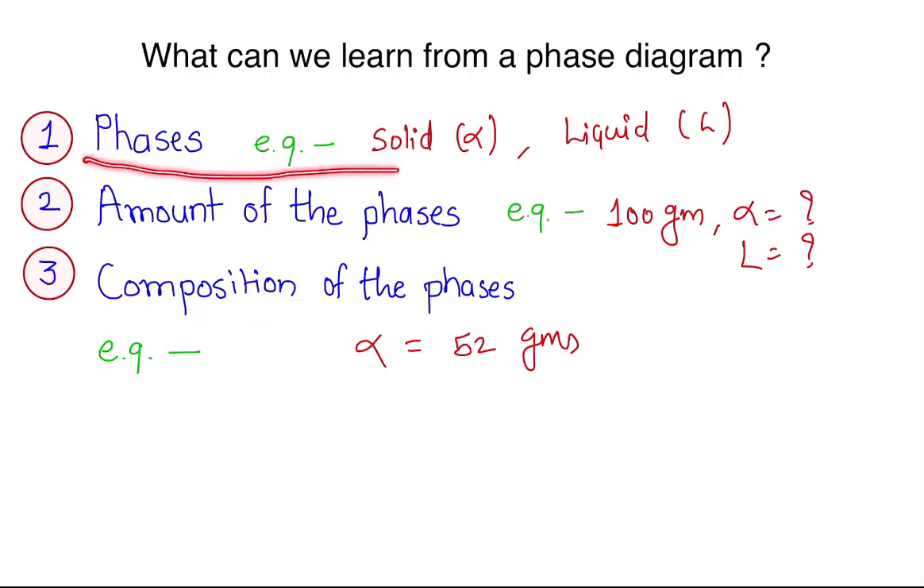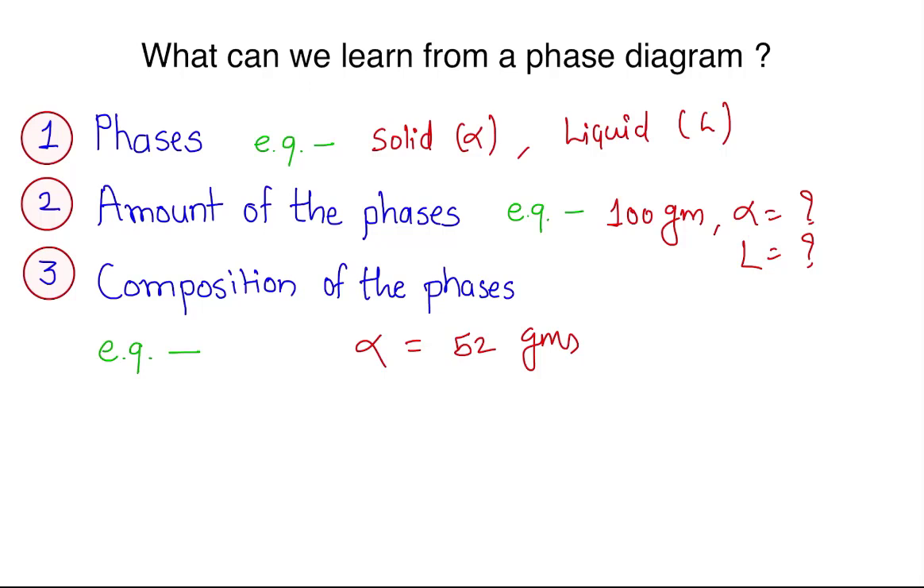So first, I can tell you from the phase diagram whether it is solid or liquid. If it is solid, how many grams are in solid form, that we can tell by the amount. And if it is solid, since this is binary, how much solid is nickel and how much solid is copper, that we can tell by the composition. So first one, phases. In the above phase diagram we have seen two phases, one is solid and one is liquid. Amount of phases: for example, we have taken 100 gram of alloy, how much is in liquid state and how much is in solid state. This we can tell from the phase diagram, and also the composition of the phases.